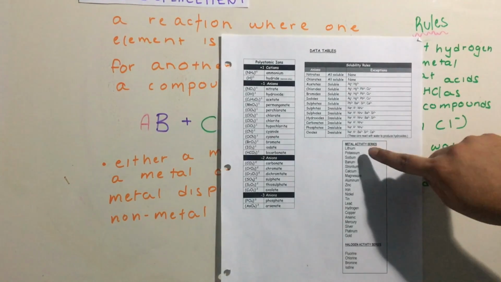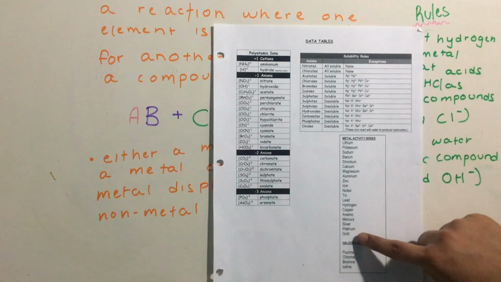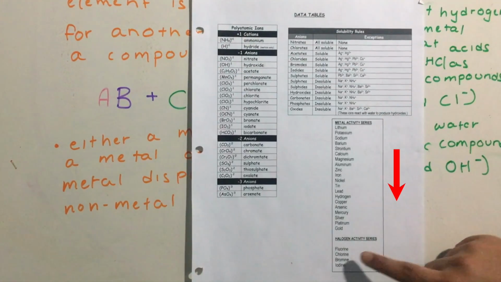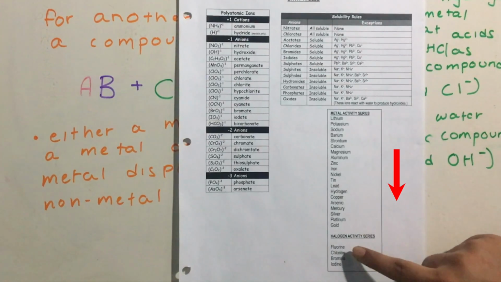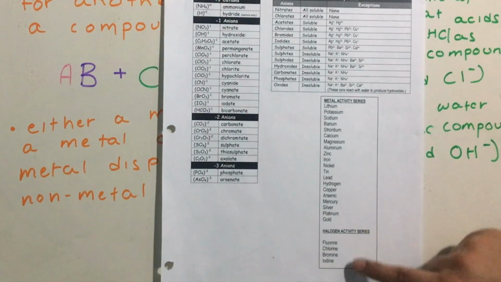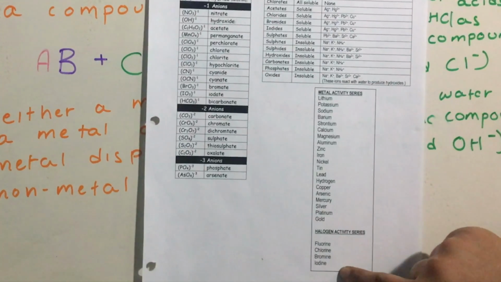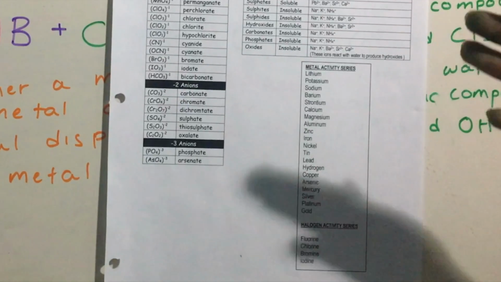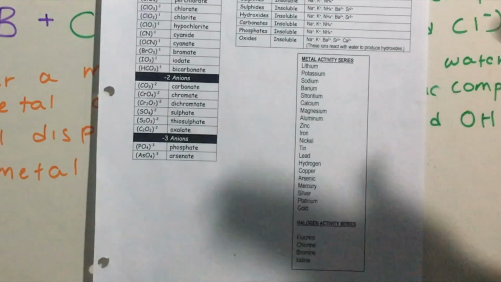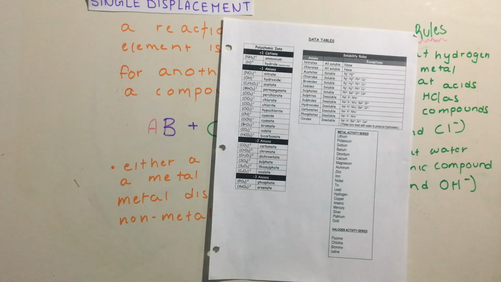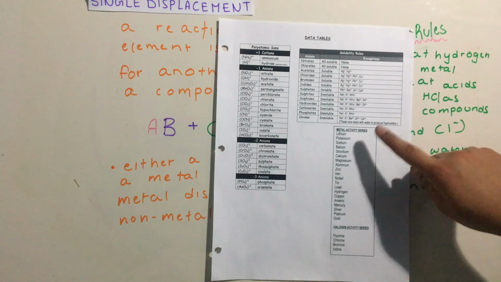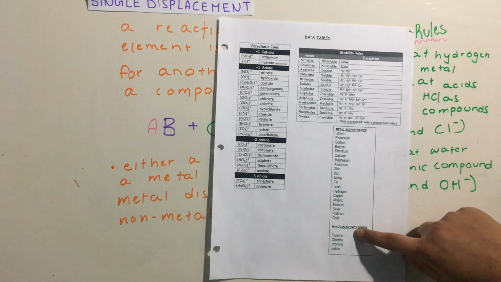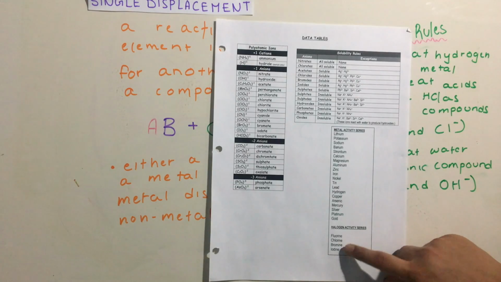So the metals at the top are the most reactive, and at the bottom they're the least reactive. So when you have to displace, you have to look at this. And then this is for the nonmetals. So the nonmetals, the same thing. The top is the most reactive and the bottom is the least reactive. If we're doing a non-metal displacement and C wants to take the place of B, we look here, and if B has a higher reactivity than C, there will be no reaction, but if C has a higher reactivity than B, there will be a reaction.